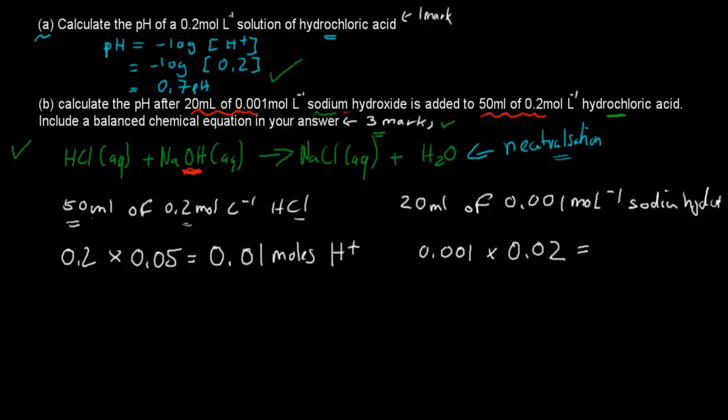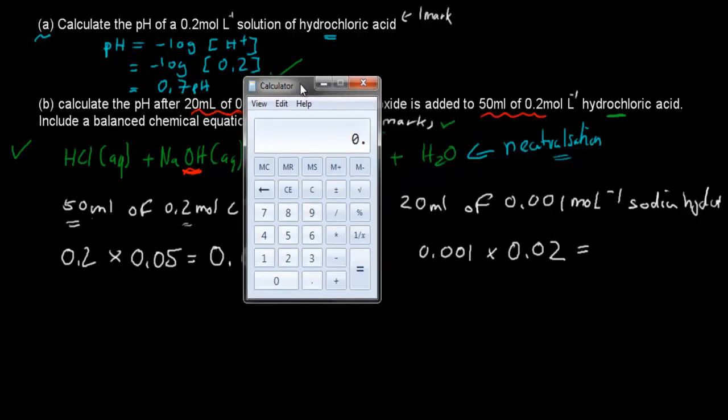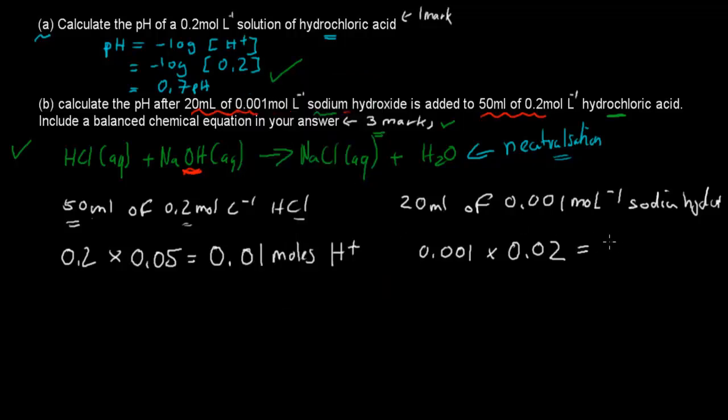And then we have our concentrations of hydroxide ions. So we put that in our calculator. 0.001 times 0.02 equals 0.00002. Is that correct? Yep. So that's our concentration of hydroxide ions. So that's how many hydrogen ions we have, and that's how many hydroxide ions we have.